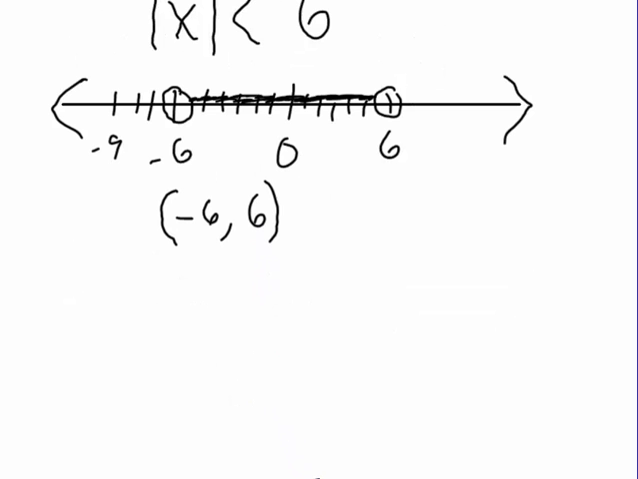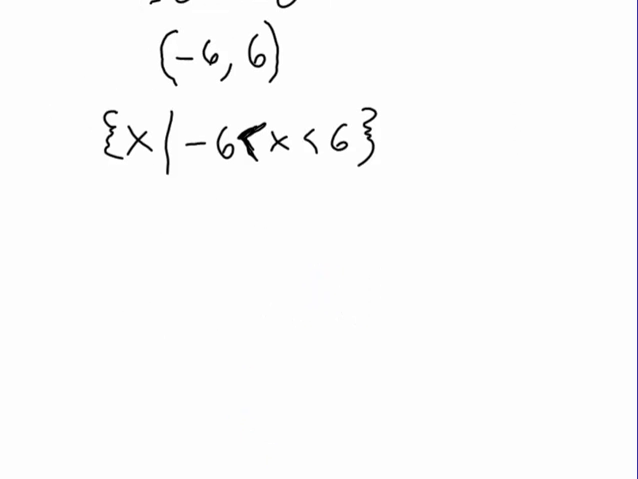Okay? And using set builder notation, I can say that this is the set of all x values such that I'm between -6 and 6. And that's a strictly less than sign there. The set of all x values such that, I read this as x is between -6 and 6, not including -6 or 6. So -6 is less than x and x is less than 6.